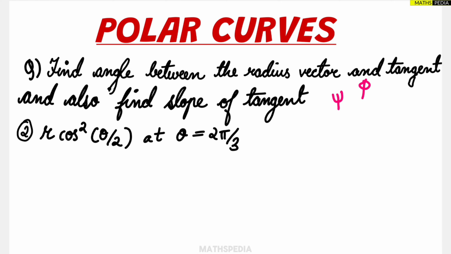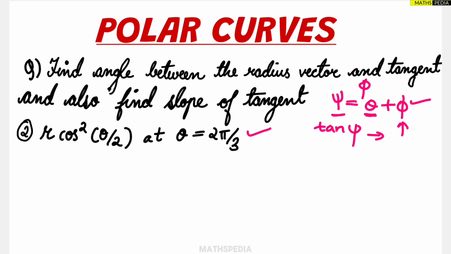Okay, this is psi. So psi is equal to theta plus phi. Now this particular angle is nothing but the angle between radius vector and tangent. That is the first part of the question. So the first step is to find phi. Afterwards, theta is given in the question, right? Then adding both we'll get psi. Then you take tan of that angle psi, and you will get the slope of the tangent. So this is the procedure.